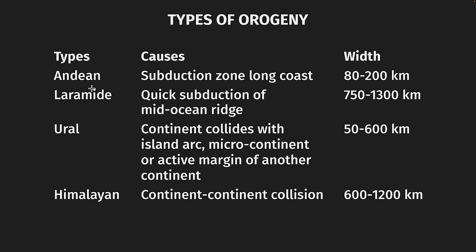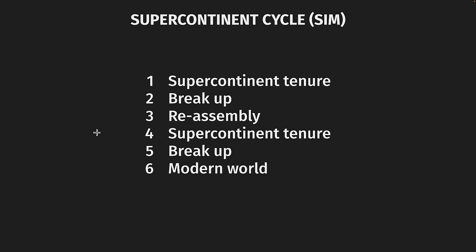So in sum, oceanic-continental collisions: Andean, Laramide, thin, thick. Continent-continent collisions: Ural or Himalayan, thin, thick. And again, the simulation process will reveal to us which ones to put where, which we'll do in the next video. All right, but let's talk about the broad overview of how we're going to simulate.